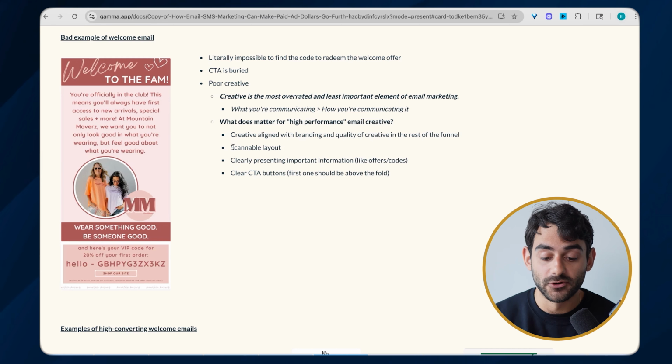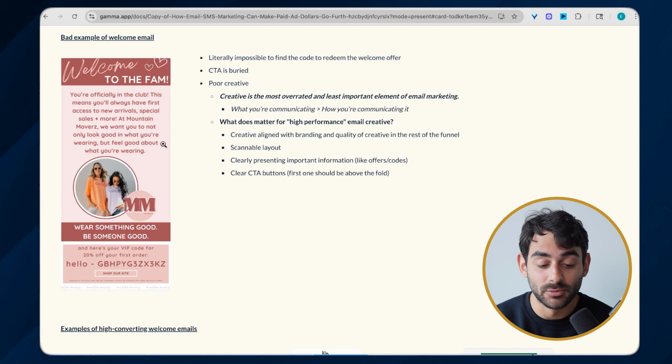Now, what does matter for high performance email creative? Creative should be aligned with the branding and quality of creative in the rest of the funnel. Like I said, if you have amazing creative on Instagram, if your ad creative is great, if your website creative is great, and then your emails just don't look the part, then you immediately lose trust from that person who just found your brand.